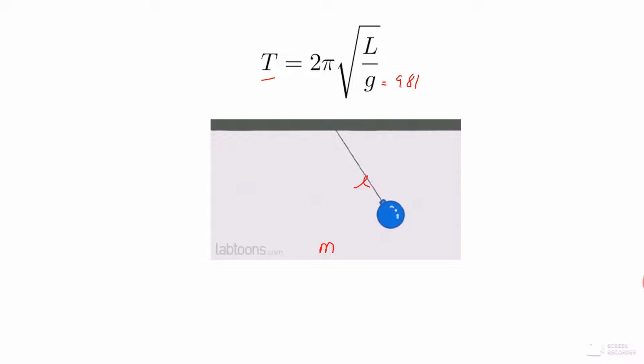But what is important about this formula is that it makes an assumption: that the angle theta, which is the angle the pendulum makes with the perpendicular, is approximately equal to sine of theta. This approximation only holds up when theta is small enough, usually around 10 degrees.